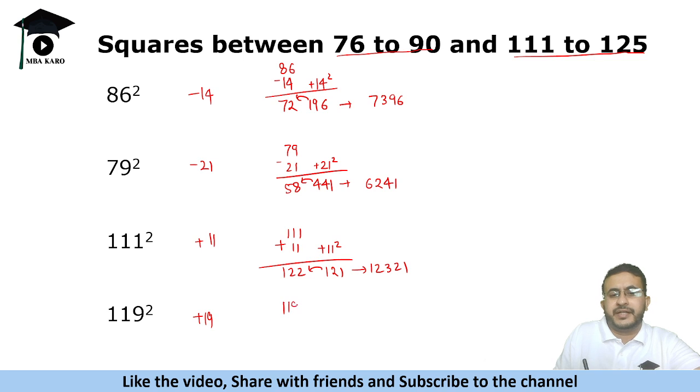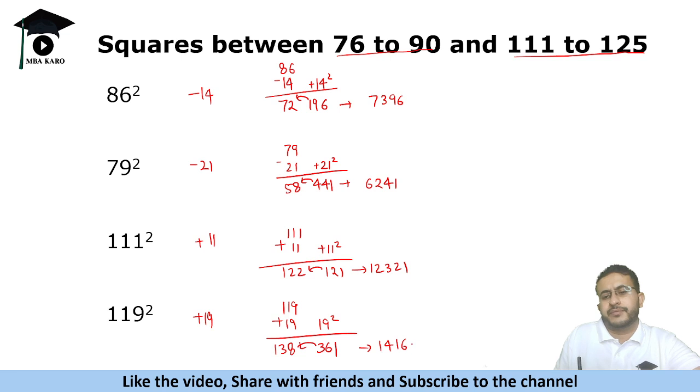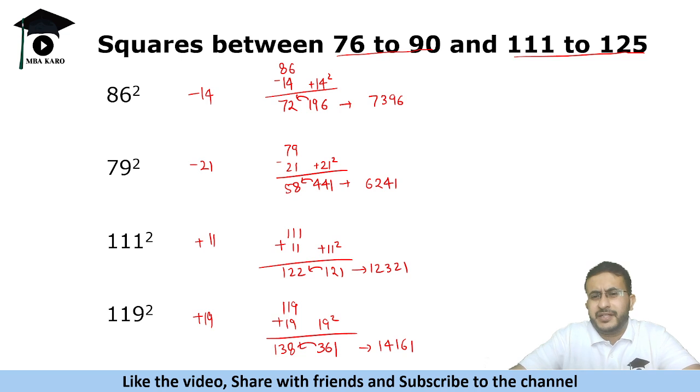Similarly, 190 plus 19, and 19 squared is 361, and this is 138. So it becomes 14161. Isn't it quite easy to find the squares of numbers? So you may not need squares beyond these numbers. Know how to find squares of numbers instantly.